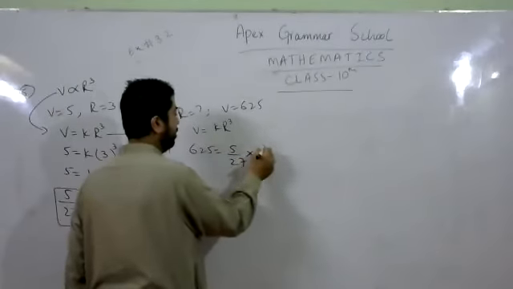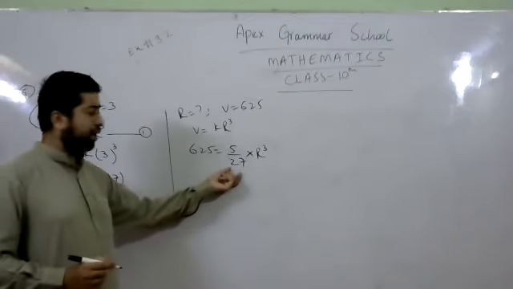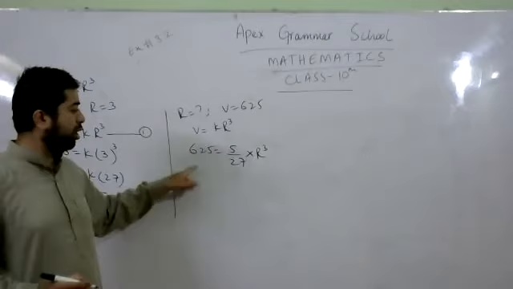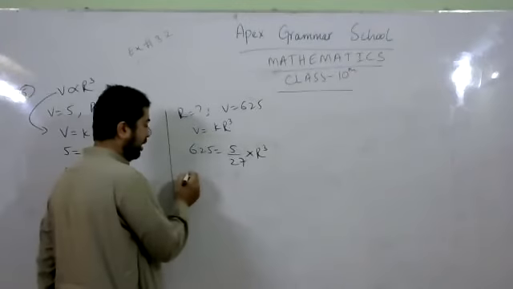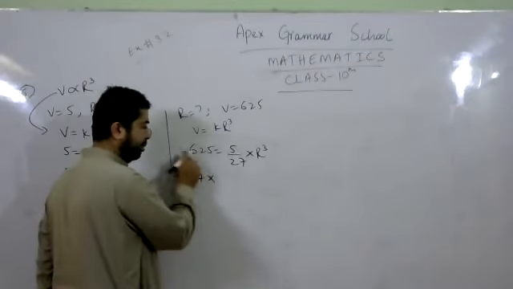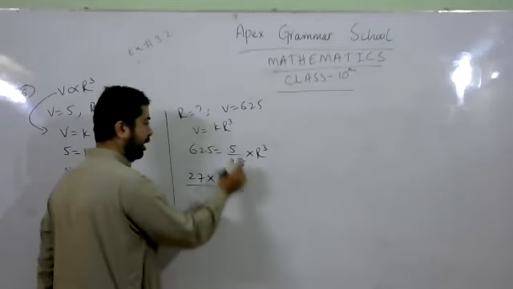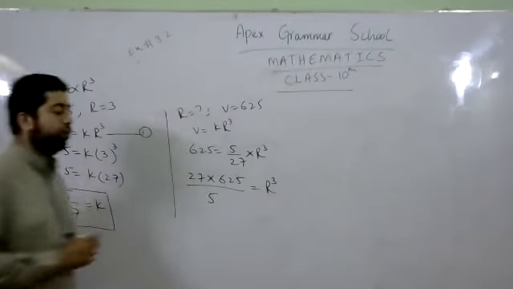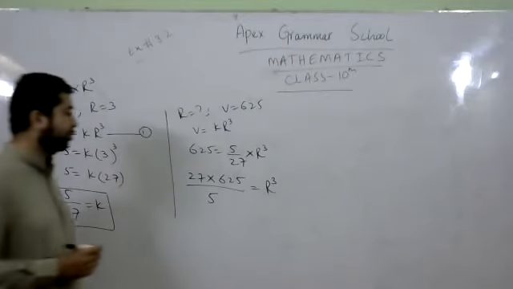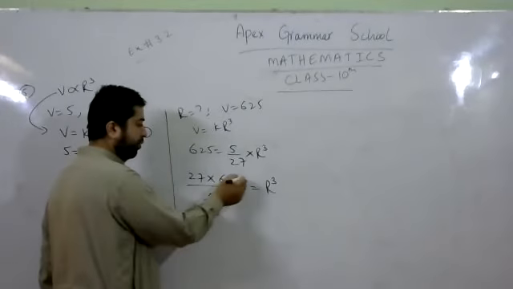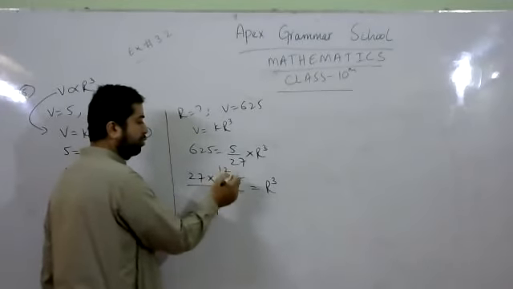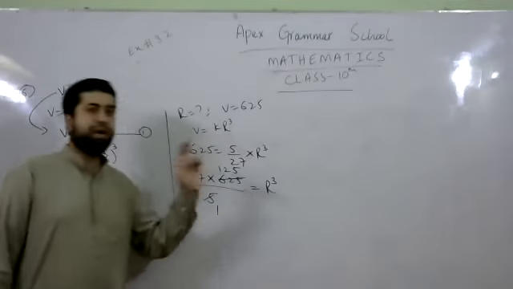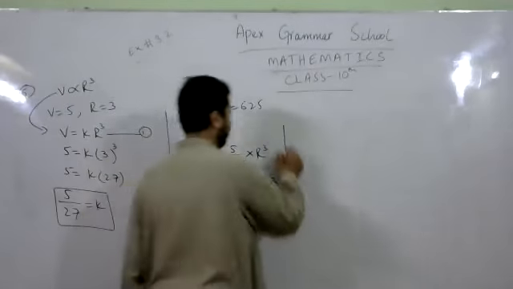And r cubed. 27 is dividing here and we're going to multiply on the other side, and 5 is multiplying here and we're going to divide here. So we can write this as 27 multiplied by 625, and 5 is going to divide here. That is equal to r cubed. Now be careful, according to this situation, 5 ones are 5, 5 twos are 10, 5 fives are 25. So r cubed is equal to 27 multiplied by 125.